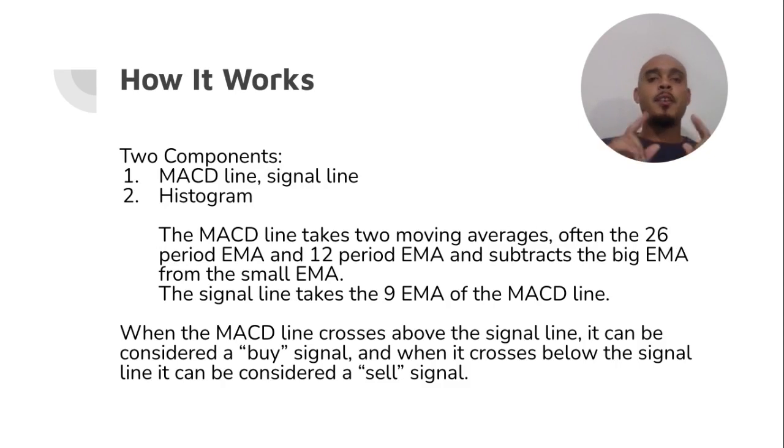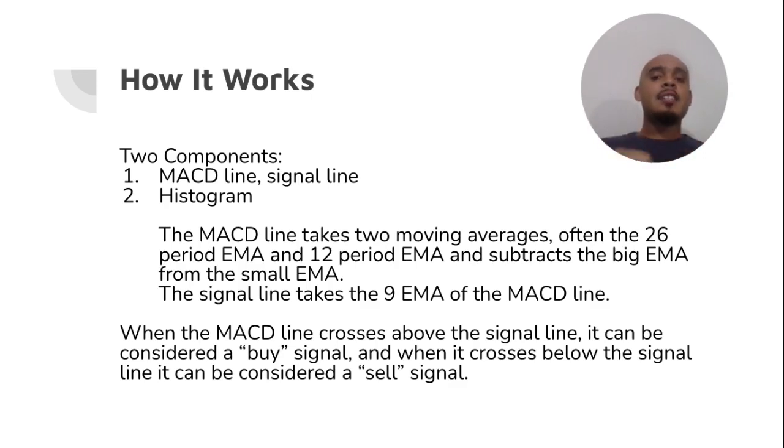Okay. So how it works. Now you have two components to the MACD. You have the MACD line and the signal line. I'll show you these. And then you have a histogram that rides in the middle of it. And so the MACD line takes two moving averages, often the 26 period EMA, exponential moving average, and the 12 period EMA, for whatever period you set, daily, weekly, monthly, and it'll subtract the big EMA value from the small EMA value. That's your MACD line. So it's a single line.